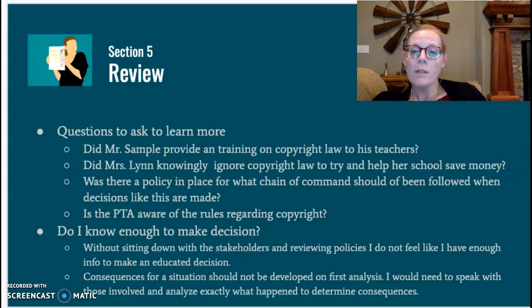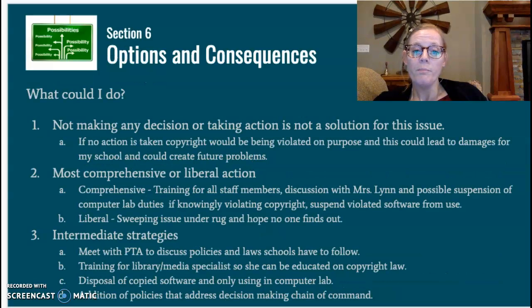And I really think it's important for me to remember as a principal that when we're thinking about consequences or outcomes, they should not be developed maybe on our first analysis. We need to dig a little bit deeper, talk to everybody involved, so we can make a really informed decision.